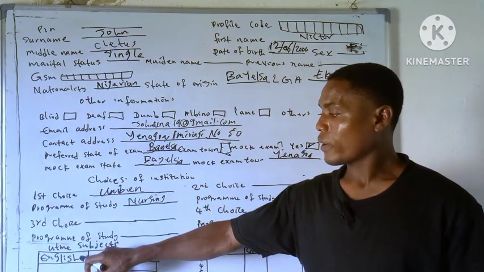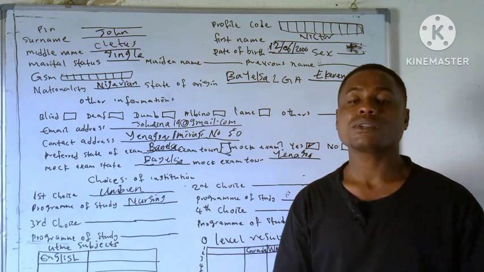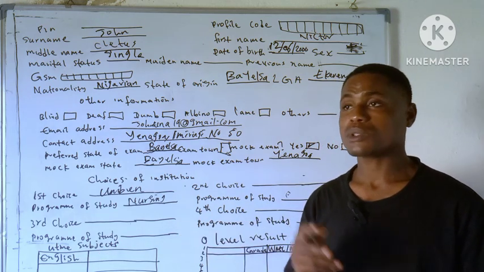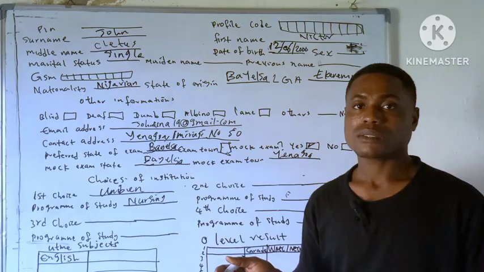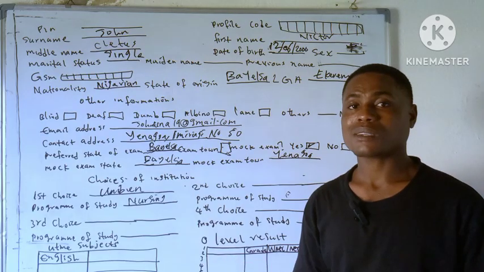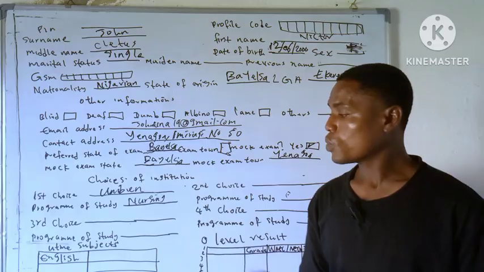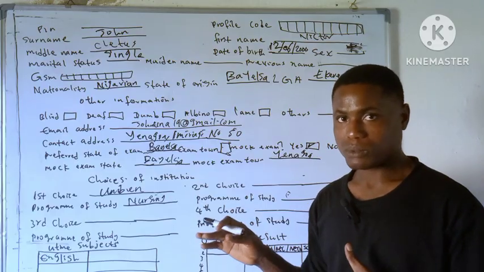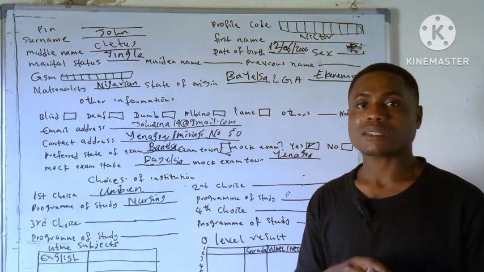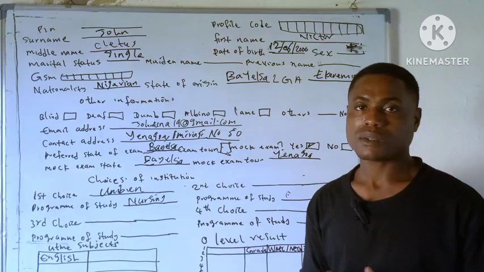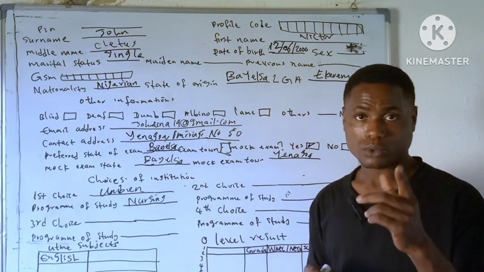You can see that I write English here, right? Because English is compulsory for all students, both art and science. Any course you want to study, English is compulsory. So you will select the other three subjects. All students, both art and science, will write four subjects.